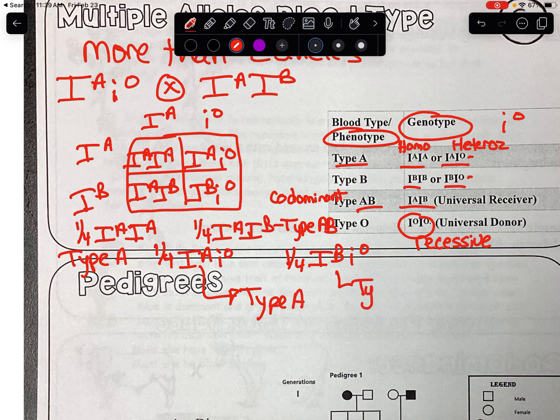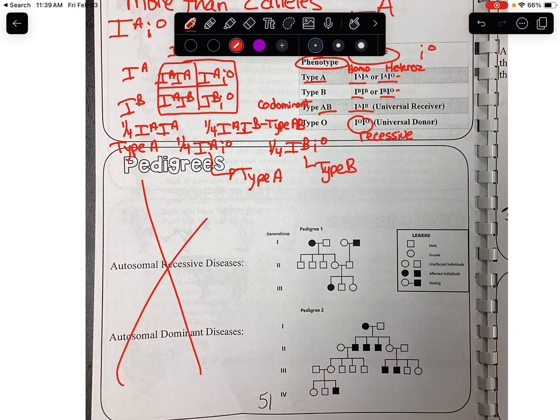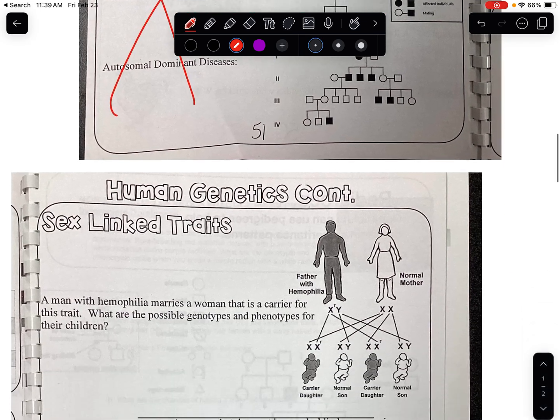And this guy would be type B, right? Because those are the phenotypes. So you have to have their superscript, right? So you got to write the I and then a superscript letter. We're not going to cover pedigrees just to save time.